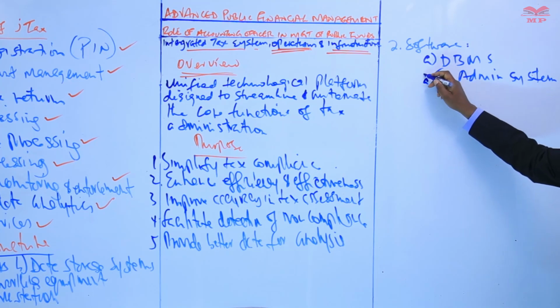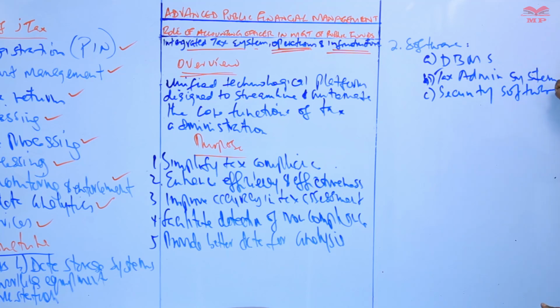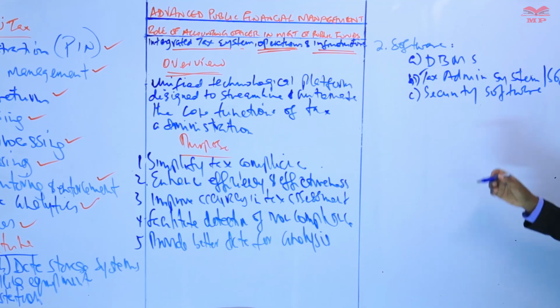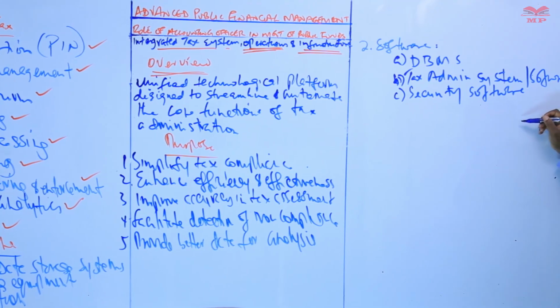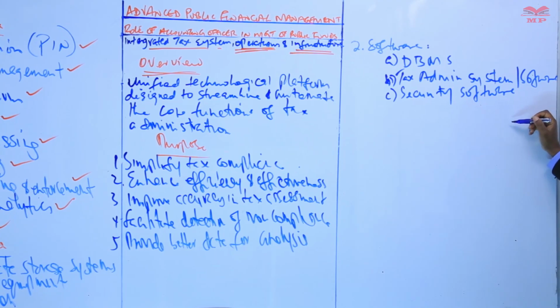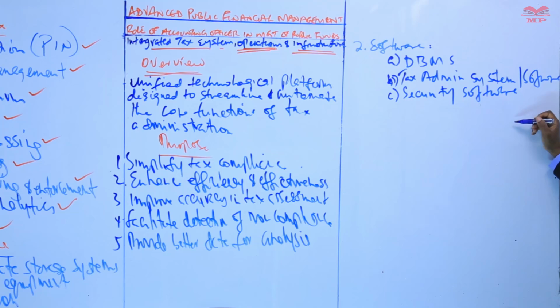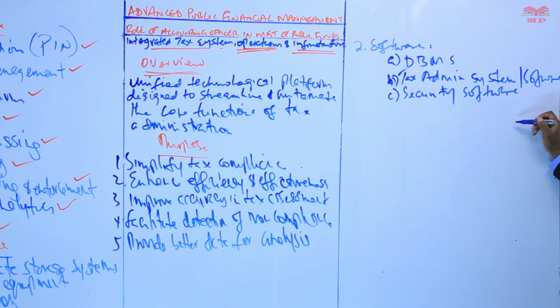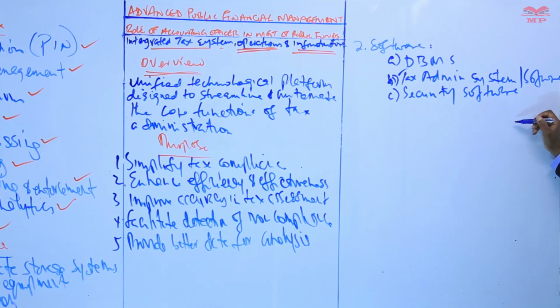Then we have security software. This is B, C, security software. These are firewalls, intrusion detection and prevention systems, antivirus software, and data encryption tools that protect sensitive taxpayer data and the system from cyber threats.